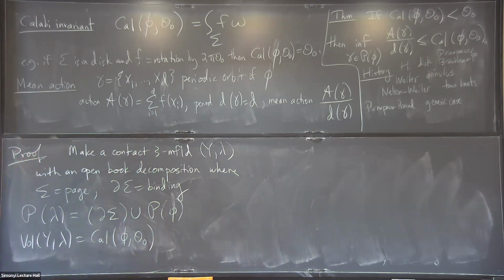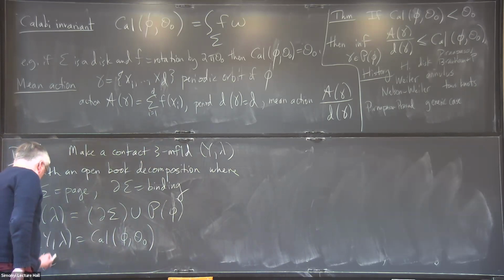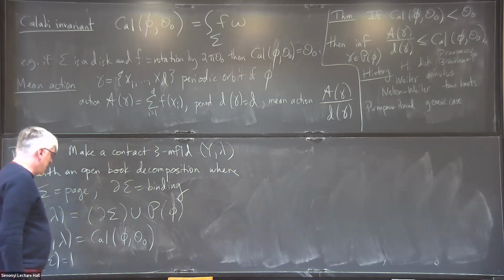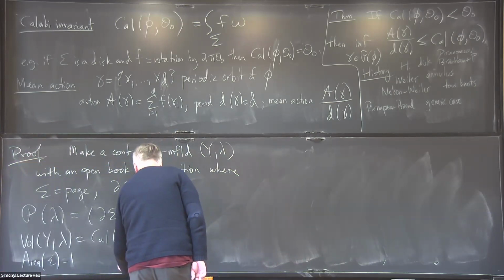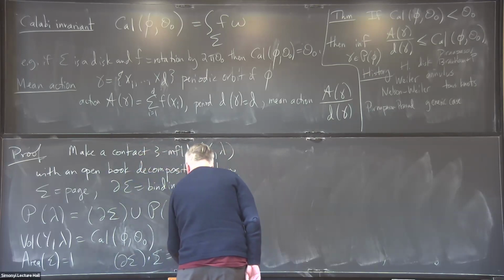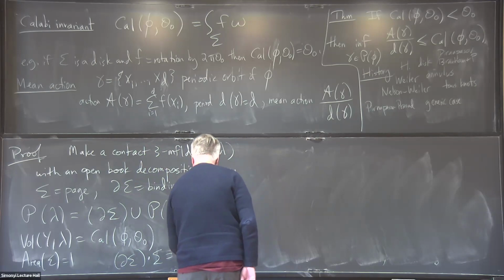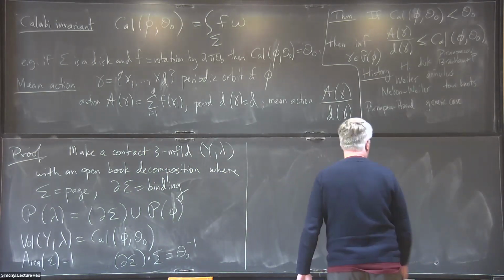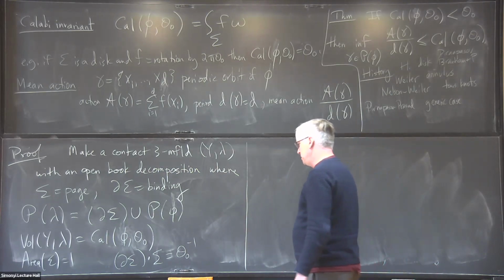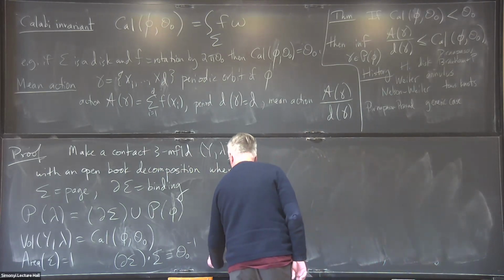And then the area, let's say when it is 1. And the way the formalism works, the intersection number of the boundary of sigma with sigma is theta zero inverse. So then, the action of boundary sigma is equal to 1.